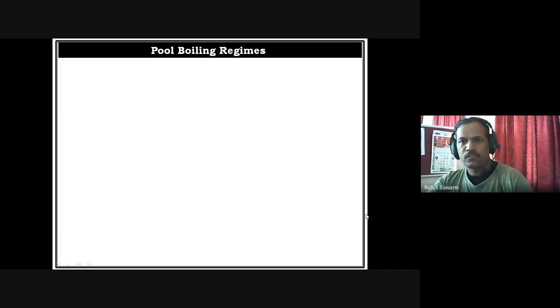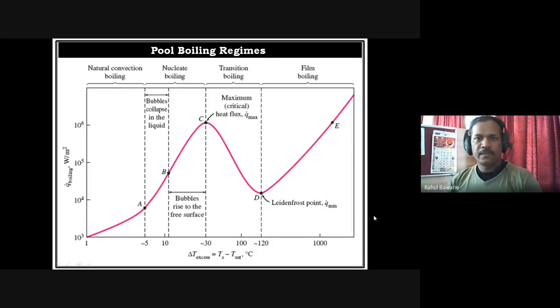Now the most important thing, which is asked many times in the SPPU exam: draw the pool boiling regime, that means the sections. So whatever we saw right before these slides, we have to include all that understanding or concept in this curve. Now imagine this is our curve, and this portion up to point A is known as natural convection boiling.